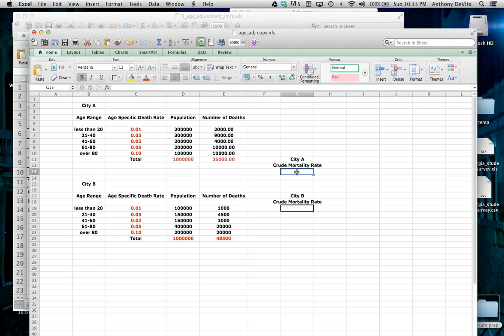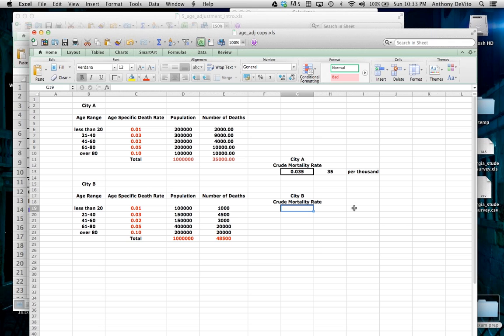So for City A now, I'm going to calculate a crude mortality rate. My crude mortality rate is equal to the number of deaths divided by the total population. It's 0.035. Another way of expressing that would be to multiply by 1,000. In other words, 35 deaths per 1,000. That's all you're doing when you express it per 1,000 or per 100,000. You're just multiplying it out so you don't have to deal with fractions, you just deal with whole numbers.